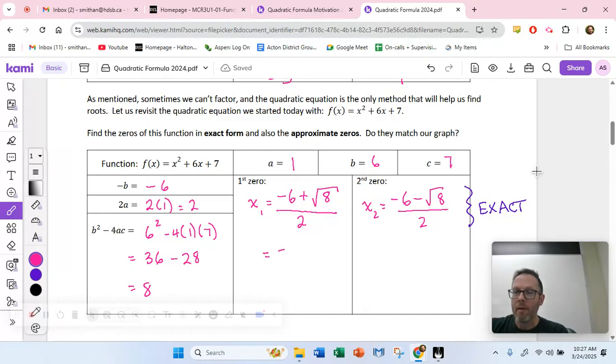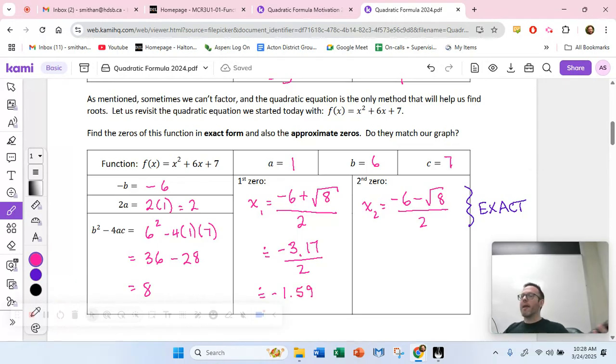Like on the top, when I put in negative 6 plus the root of 8, what do I get? Negative 6 plus the root of 8. And on my display calculator, I can see what I'm punching in. I get about negative 3.17. And then I have to divide that by 2. And that's about negative 1.59.